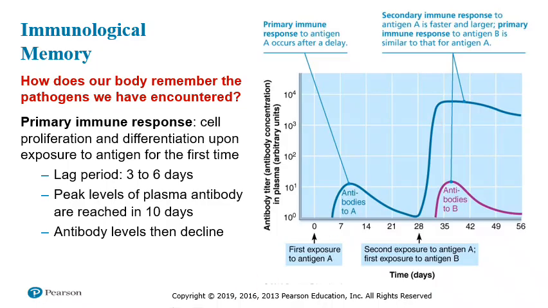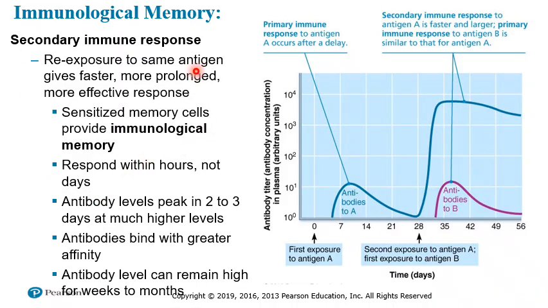With the second exposure you don't really get sick much anymore. Probably you will get sick a little bit, but not much. So re-exposure to the same antigen gives a faster, more prolonged, more effective response. Sensitized memory cells, which are our next heroes, provide immunological memory. The response is within hours, not days. The antibody peak will be in 2 to 3 days at a much higher level and can be maintained for weeks, even months.